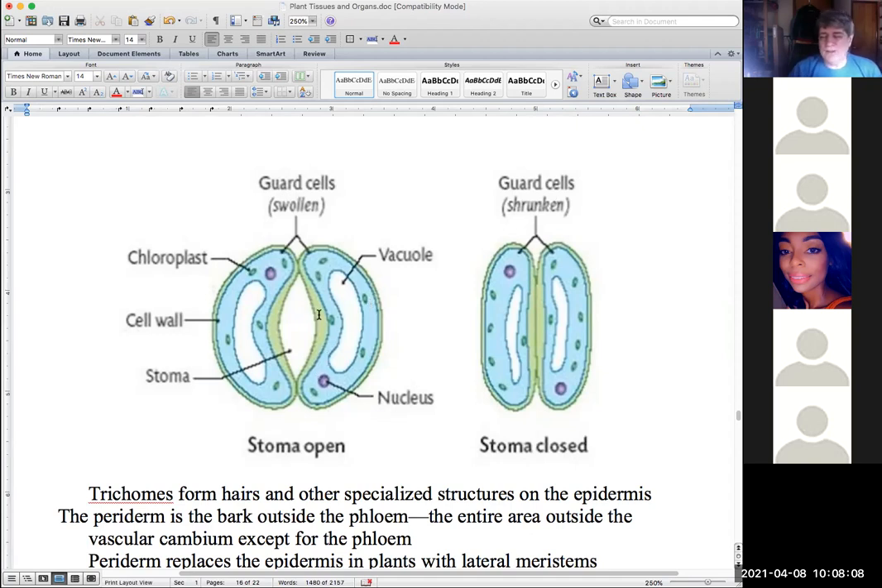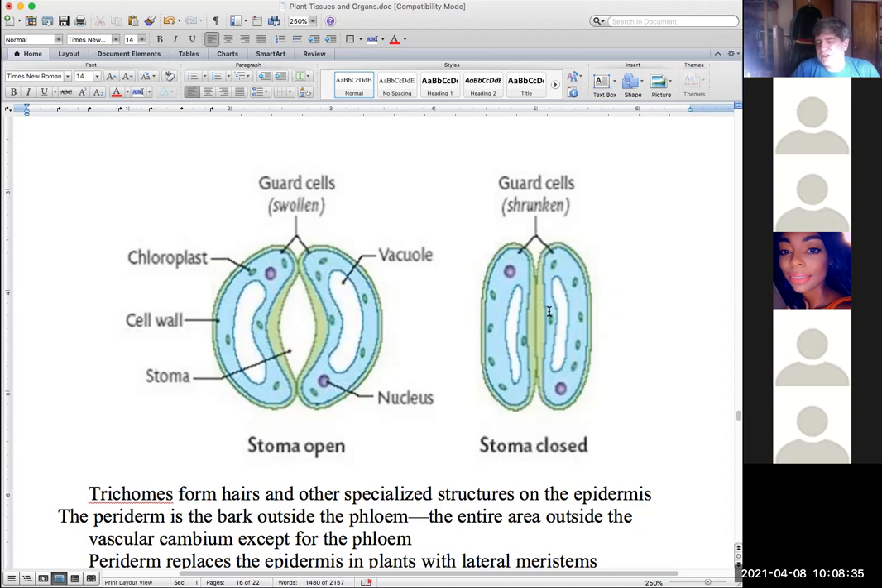Now here's the thing, the cell wall on the inside is really thick. So it doesn't bulge as far as this thinner part of the cell wall towards the outside. So since the thinner cell wall bulges more, it kind of pulls this thick cell wall towards the middle. It kind of pulls that open, and that's how the stoma opens.